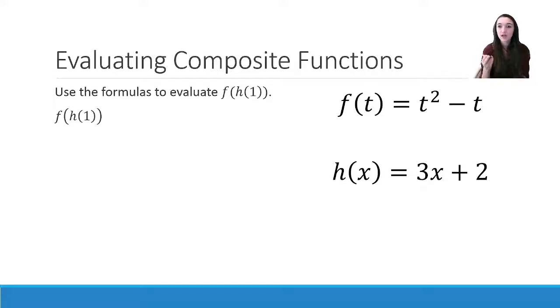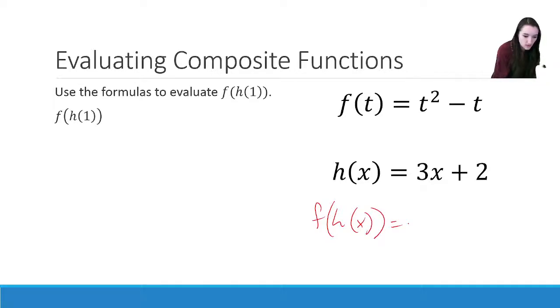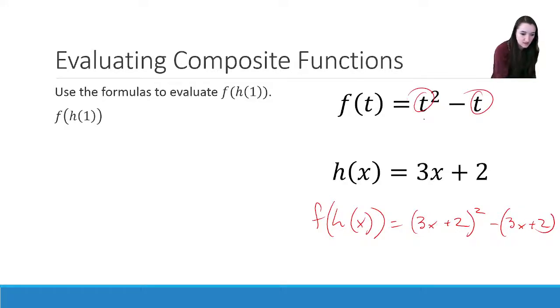So if we have this situation, then remember, we know how to write f of h of x. If I wanted to write f of h of x, I would plug in h of x for t. So that would be 3x plus 2 squared minus 3x plus 2. I've replaced both of my t's with h of x. But I don't need to do that in order to evaluate f of h of 1. I can do that and then I can simplify it and I'll have a nice function and all of that, but I can save myself some time because that's not what's being asked. What's being asked is what is f of h of 1.